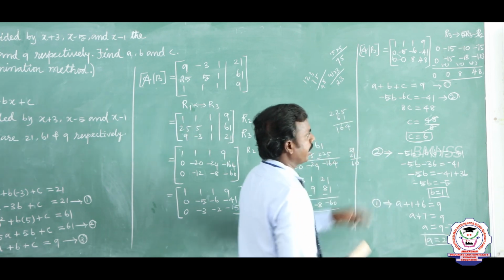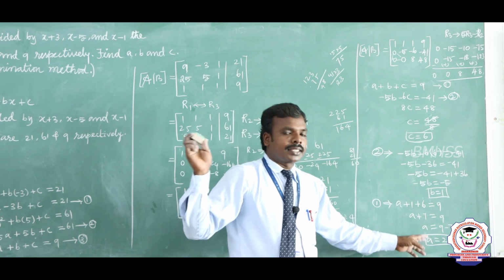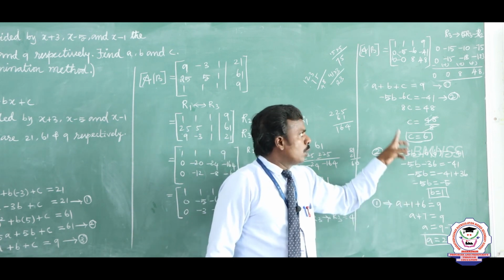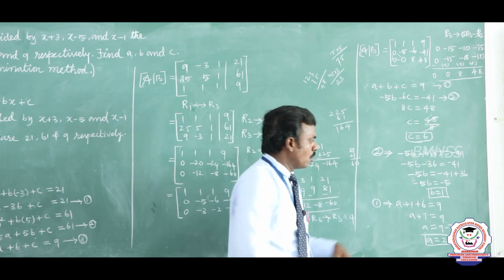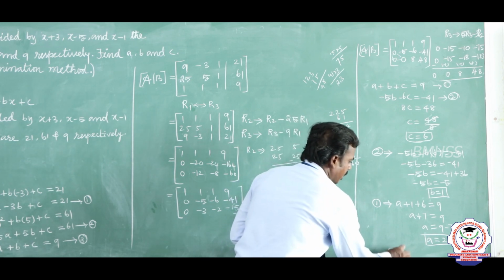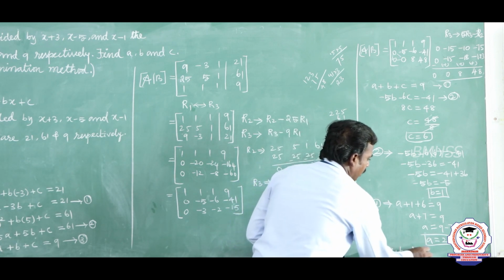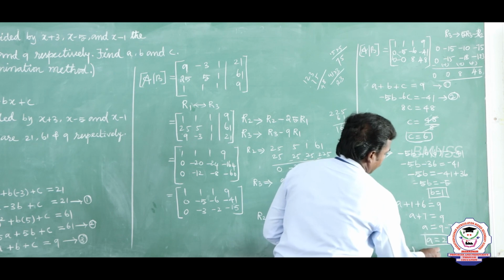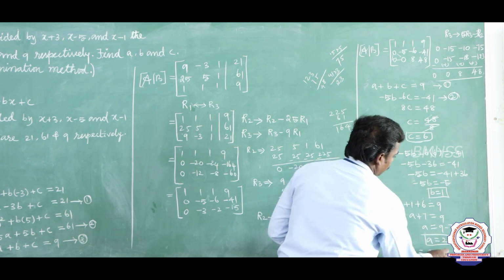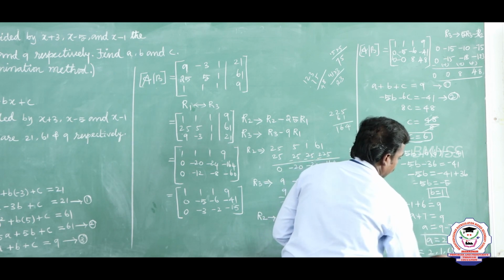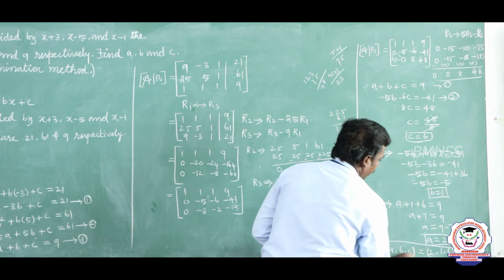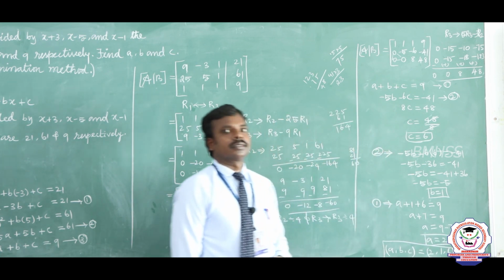Now I have found a, b, c. In the question they are asking you to find value of a, b, c. Now value of a, b, c are ready. From this we can write a, b, c, where value of a is 2, b is 1, c is 6. So this is the required answer. That's it.